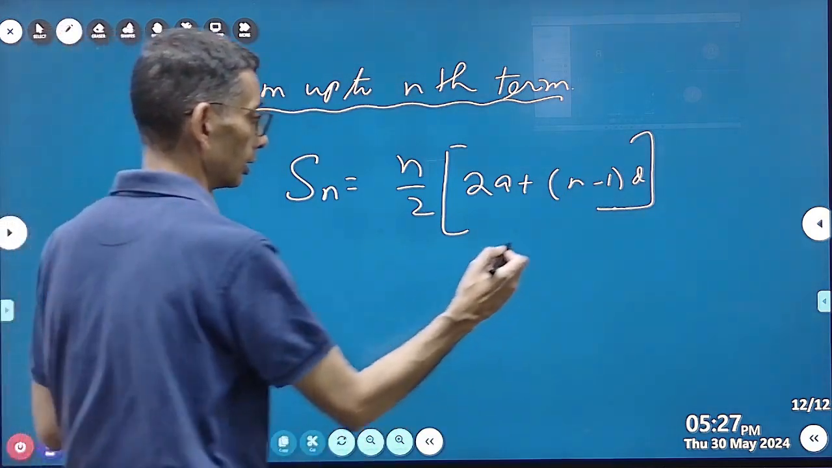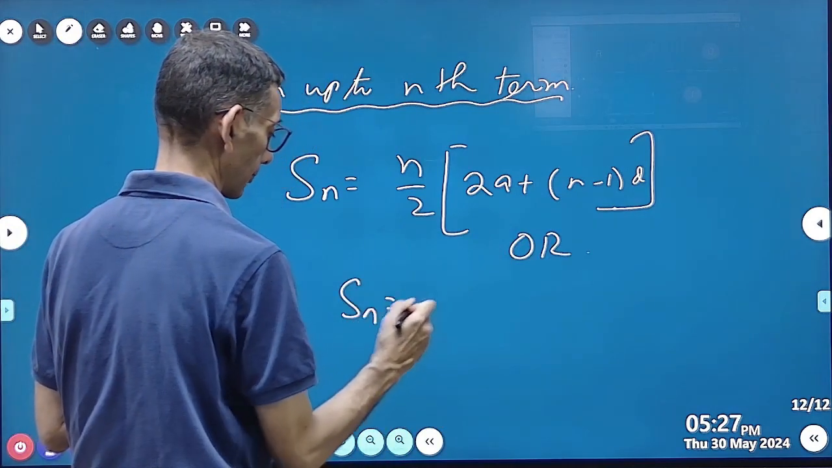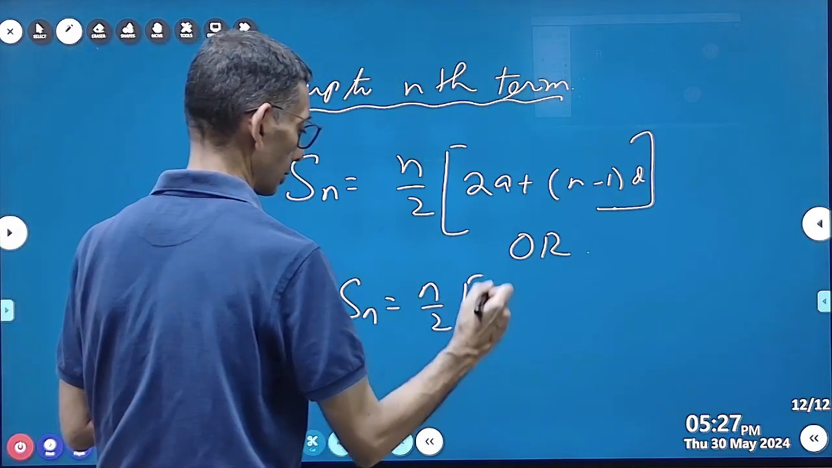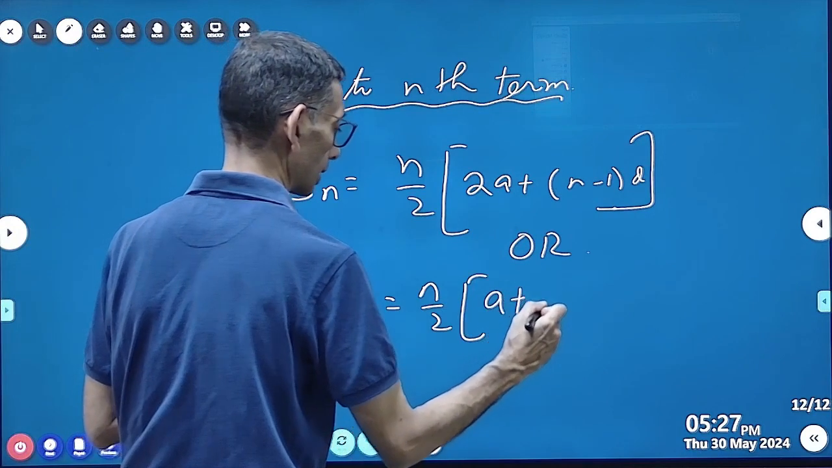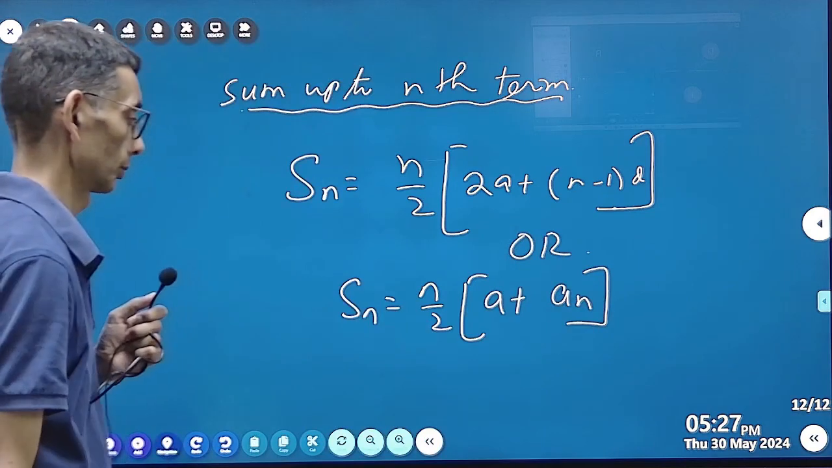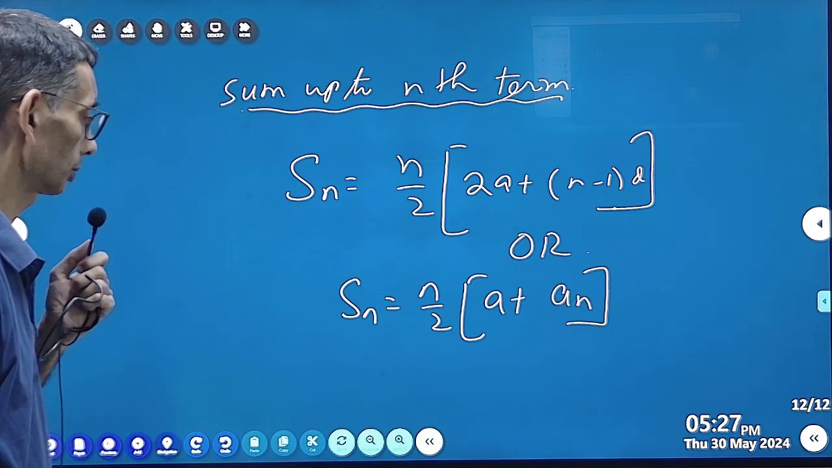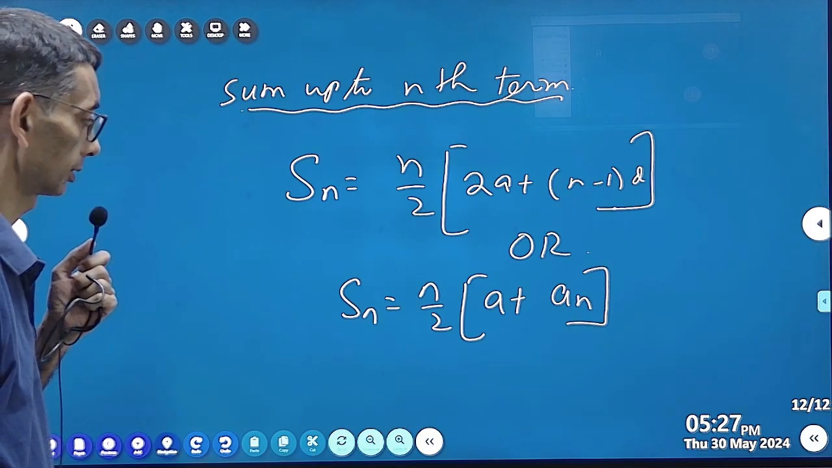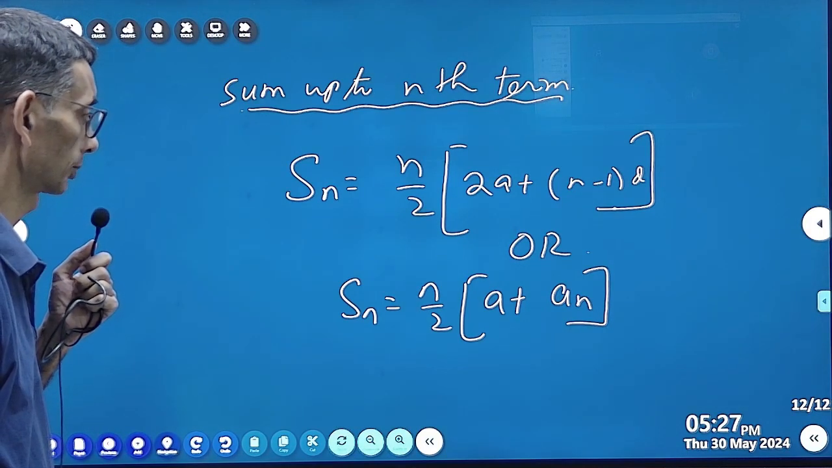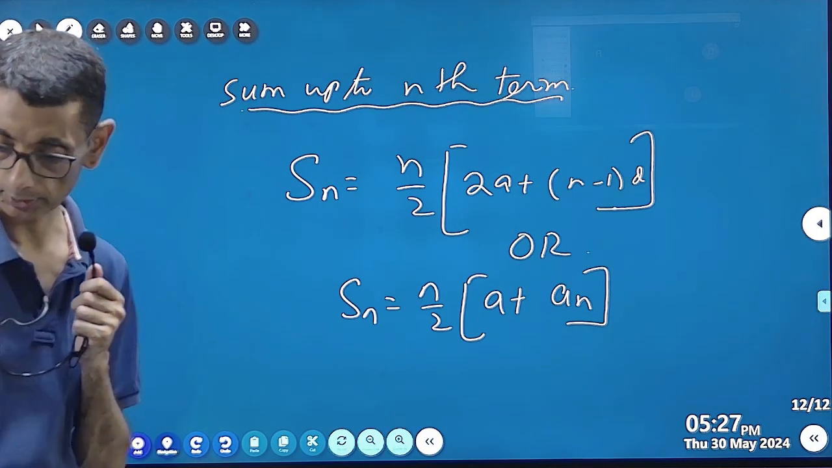Or, we can write the same formula as n by 2 into first term plus last term, that is an. We can write like this also. These are some formulas. Done? Okay.